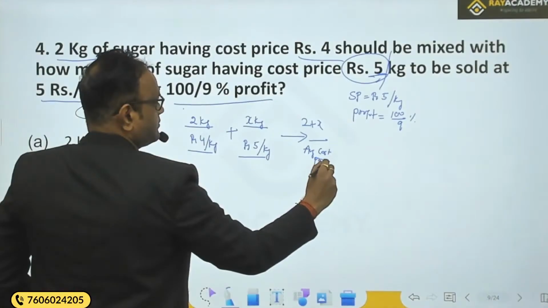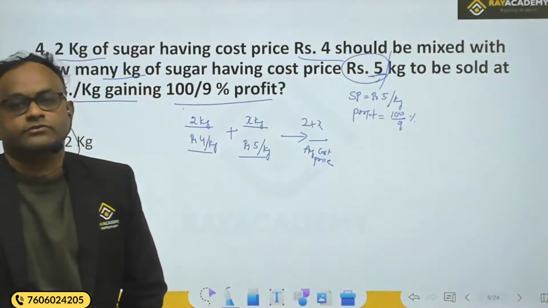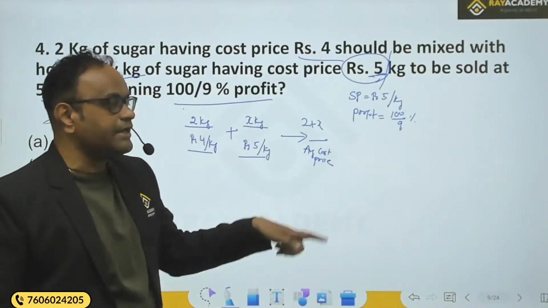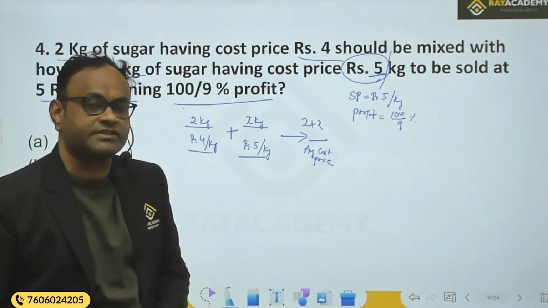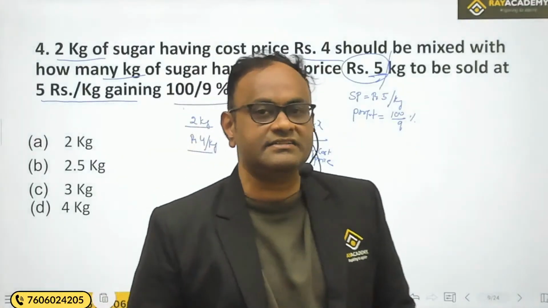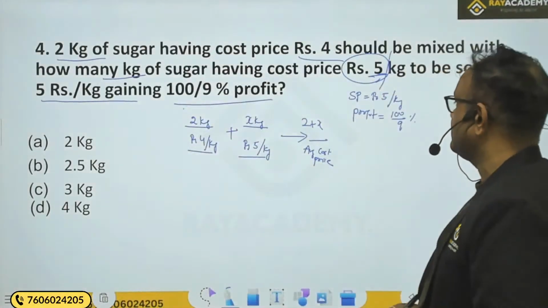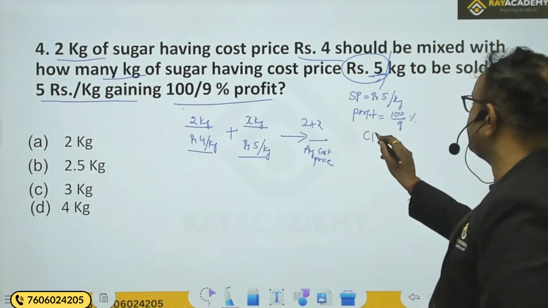That you need to find out from the other data. If the mixture is sold at 5 rupees per kg, he is making a profit of 100 by 9%. So selling price is given, profit is given, profit percentage is given, so I can find the cost price. Let the cost price be C or CP. CP is the cost price.